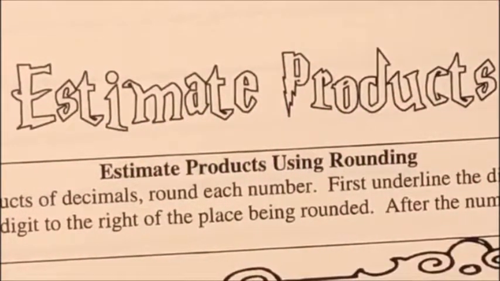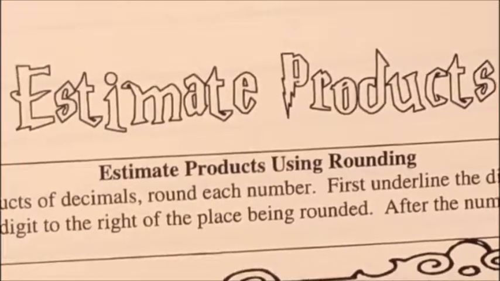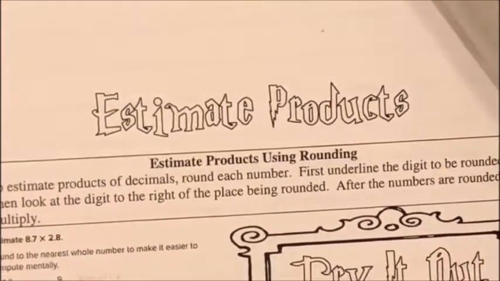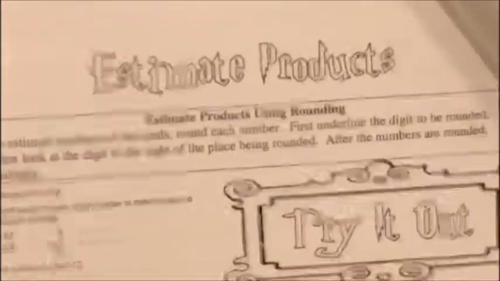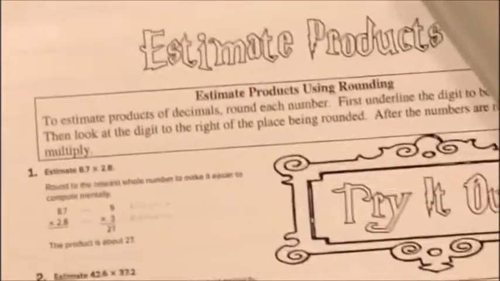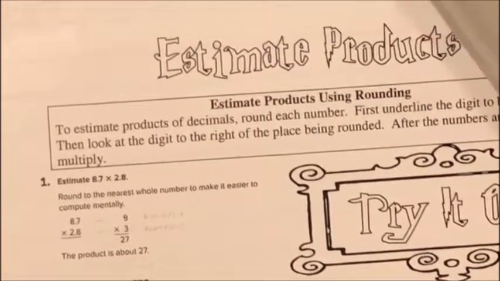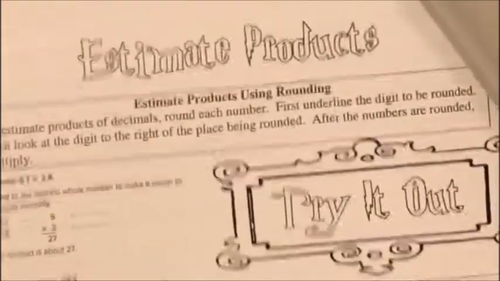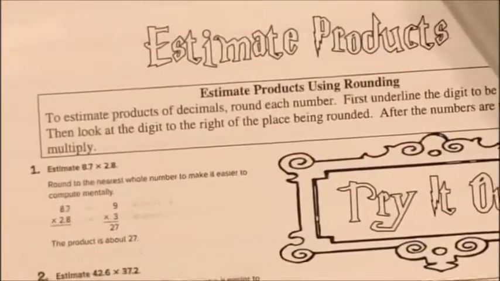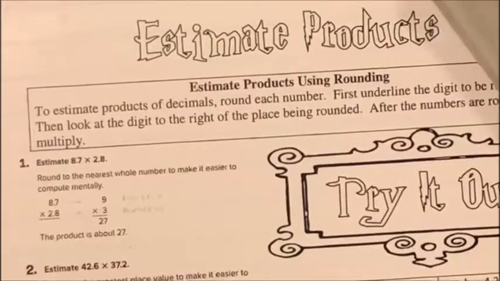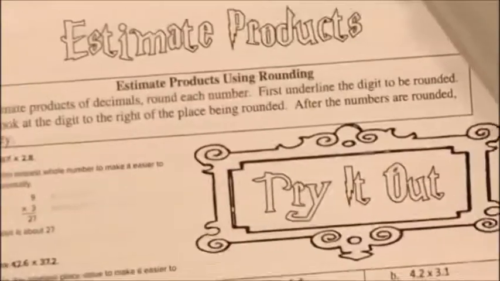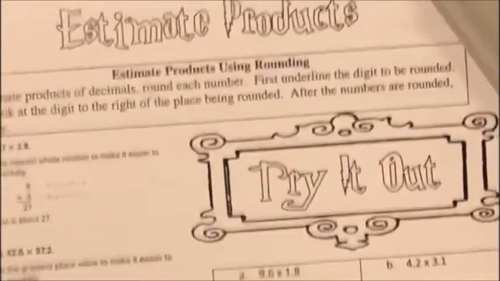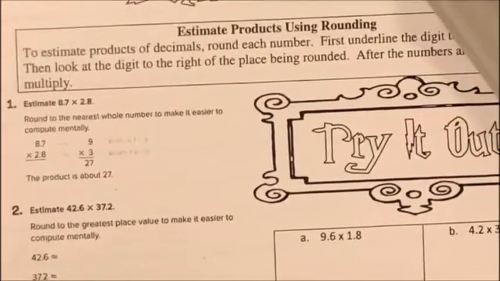All right, this is Chapter 3, Lesson 2, Estimate Products. So when I'm estimating products using rounding, to estimate products of decimals, I round each number. First, underline the digit to be rounded. Then look at the digit to the right of the place being rounded. After the numbers are rounded, multiply.